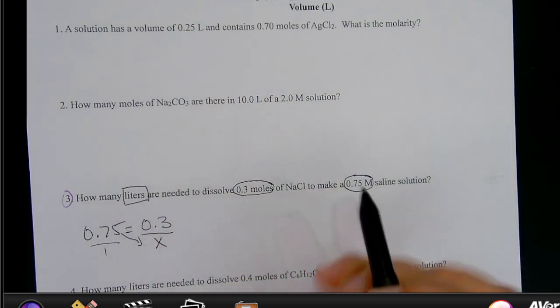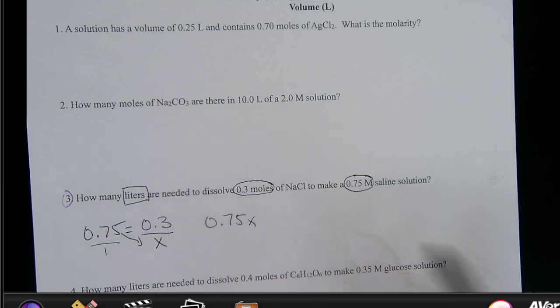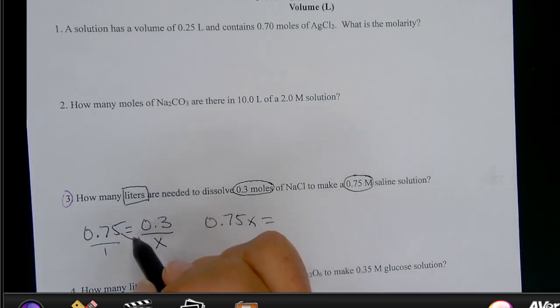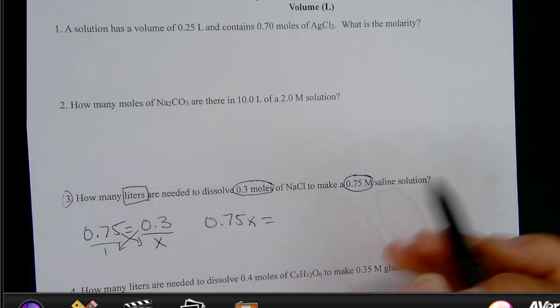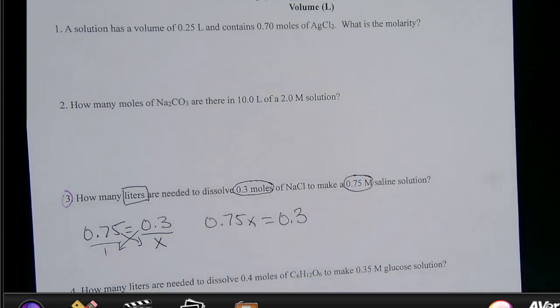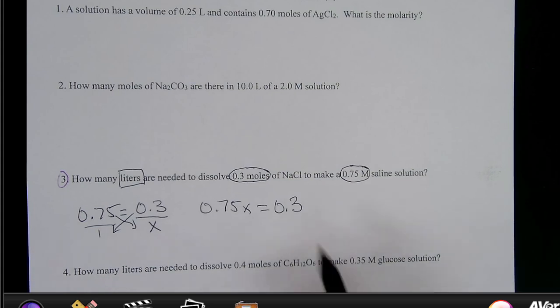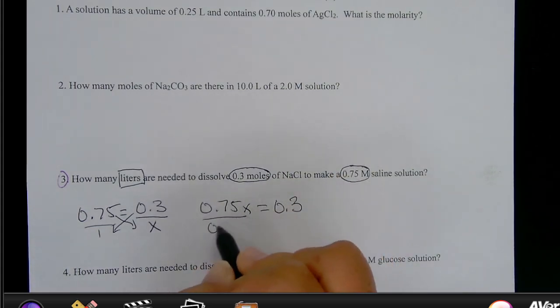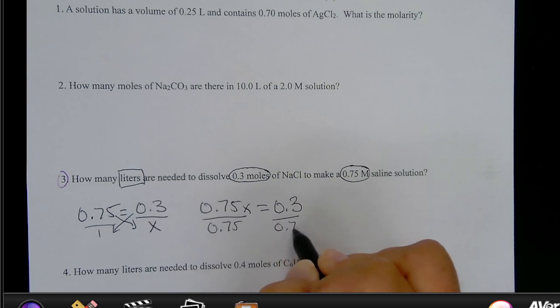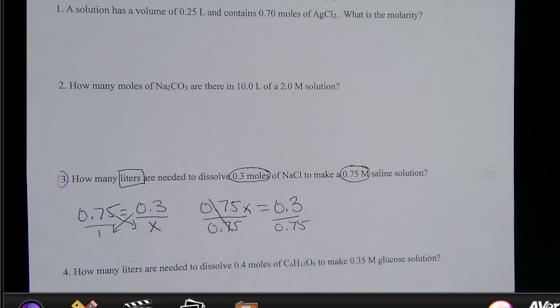So we're going to do 0.75 times X, which gives us 0.75X equals, and then we're going to cross multiply 0.3 and 1, 0.3. All right, so now what do we do to find X in math? What would we do? Divide by what? 0.75, so that these will cancel. So we'll divide both sides to keep it equal by 0.75. These will cancel out just to leave X. And then you'll do 0.3 divided by 0.75.